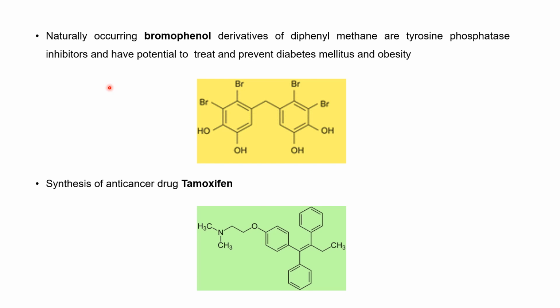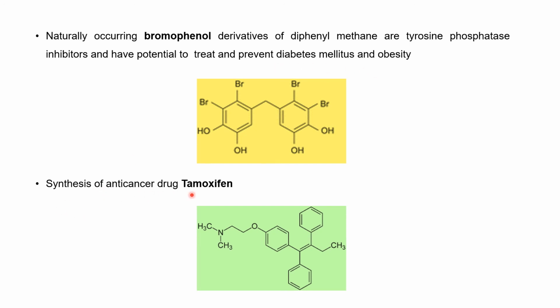These all were synthetic drugs. There are some naturally occurring compounds which also show multiple actions, like bromophenol. So here you can see bromophenol, two benzene rings are there. There are four bromide substitutions. The rest four are phenolic or hydroxy substitutions. The central methylene is intact. This bromophenol is a tyrosine phosphatase inhibitor, and it is currently under investigation whether it can be used in prevention and treatment of diabetes mellitus and obesity.